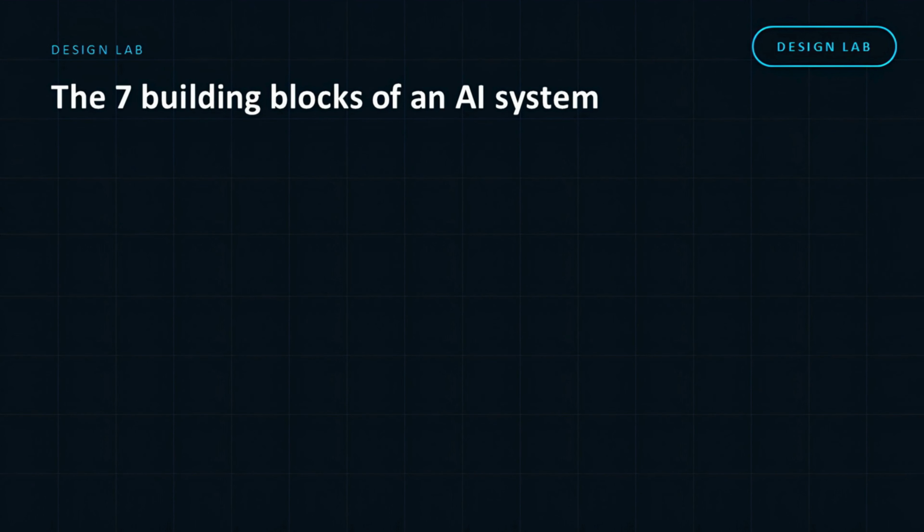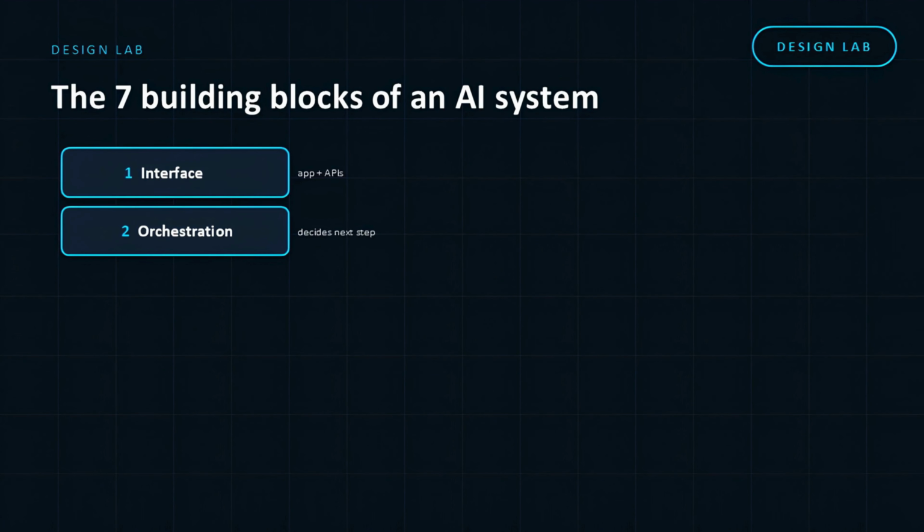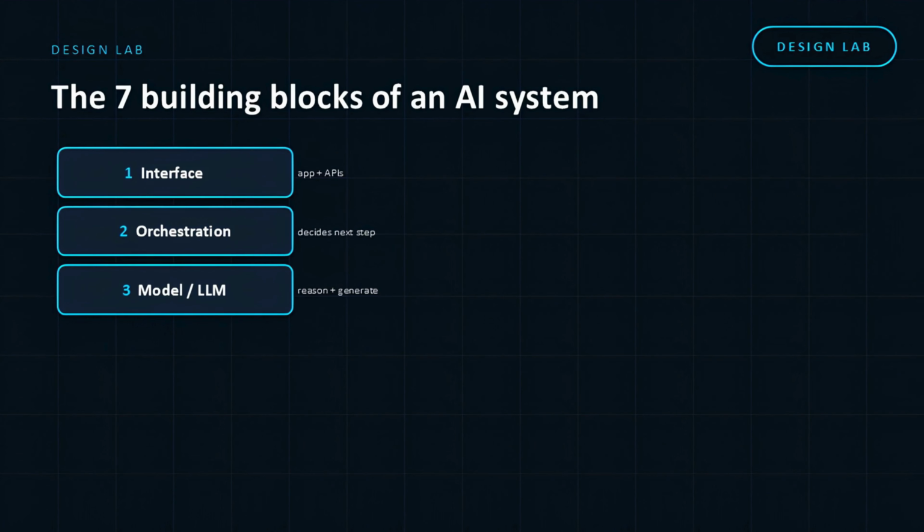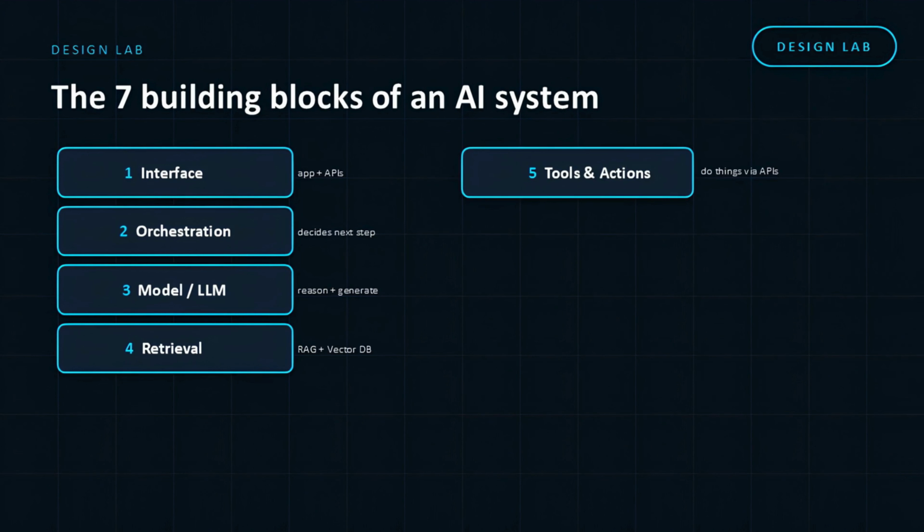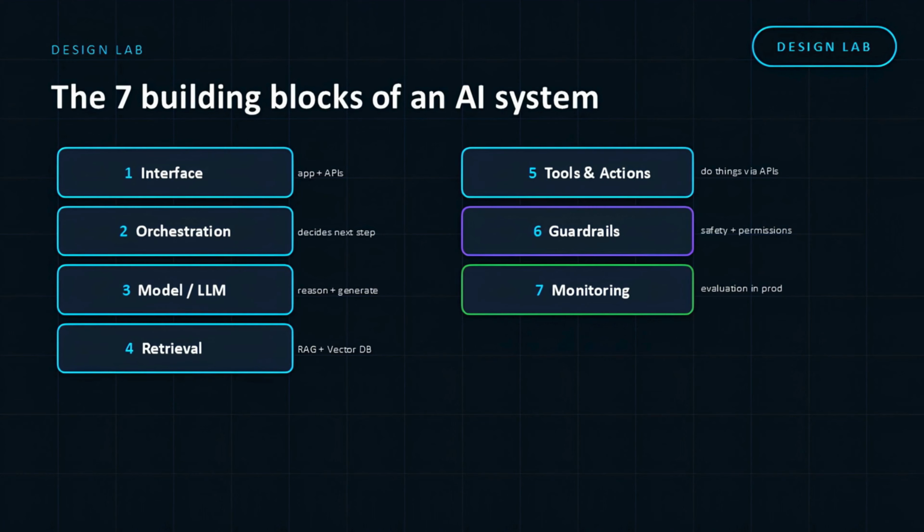Here are the 7 building blocks of a modern AI application. 1. The interface, where the user asks, usually through an app talking to your system over APIs. 2. Orchestration, the brain that decides what happens next. 3. The model, the LLM that reasons and generates. 4. Retrieval, fetching the right context, often using RAG over a vector database. 5. Tools and actions, where the system actually does things, through more APIs. 6. Guardrails and governance, safety, permissions, policy. 7. Monitoring, including evaluation, so you know it's working. Most teams build 1 and 3. The reliable teams build all 7.